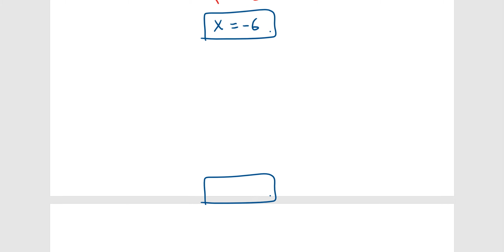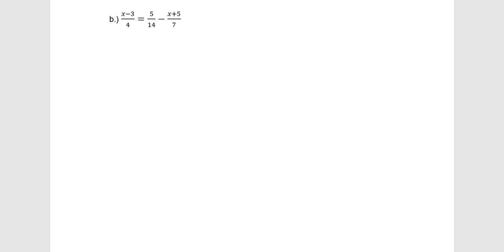Okay, so let's do a couple more with fractions. We have (x minus 3) over 4 equals 5 over 14 minus (x plus 5) over 7. So it looks a little bit different this time because we have binomials here in the numerator divided by our number. So let's look at this LCD here. So the least common denominator is going to be the least common multiple of 4, 14, and 7. The least common multiple of those three numbers is going to be 28.